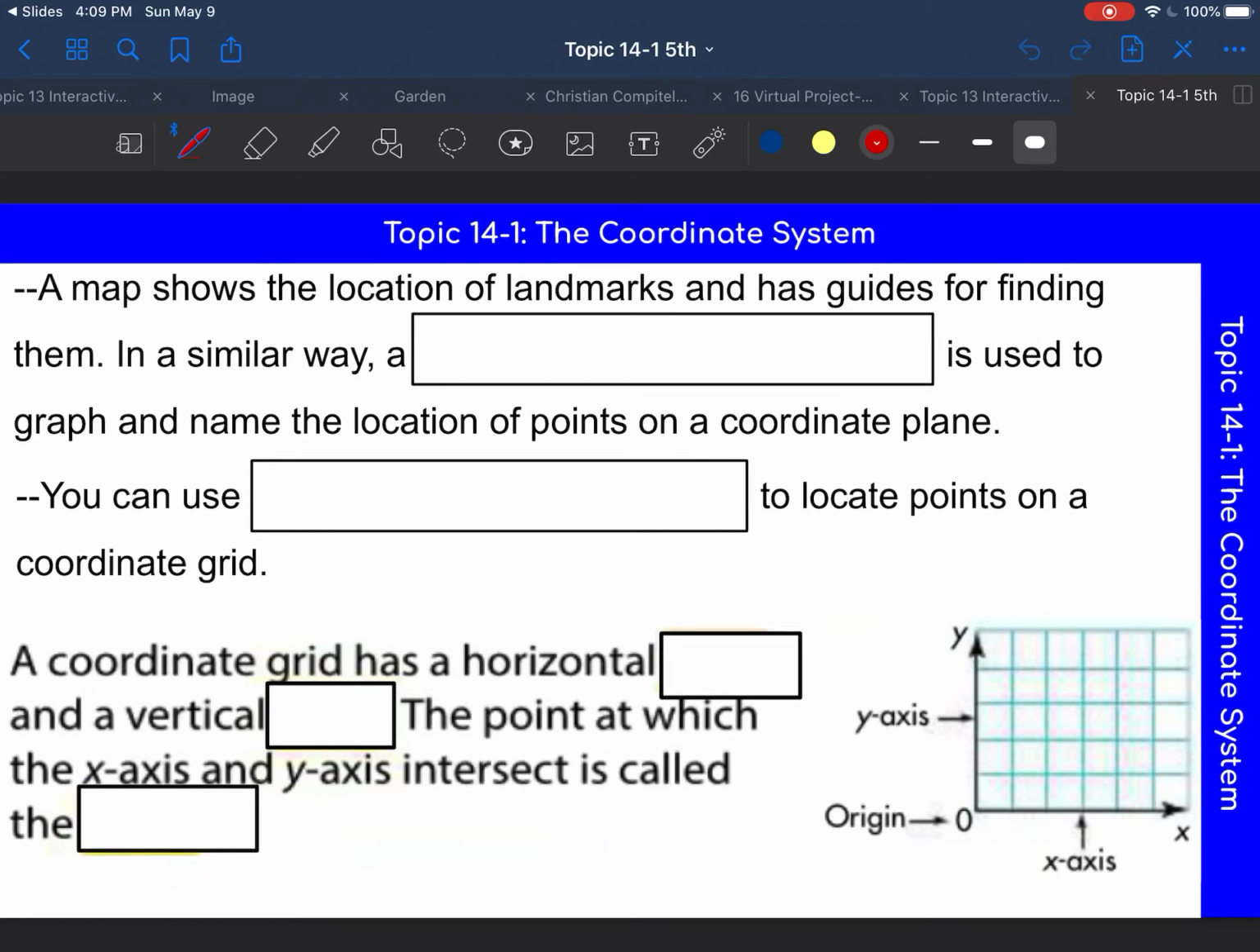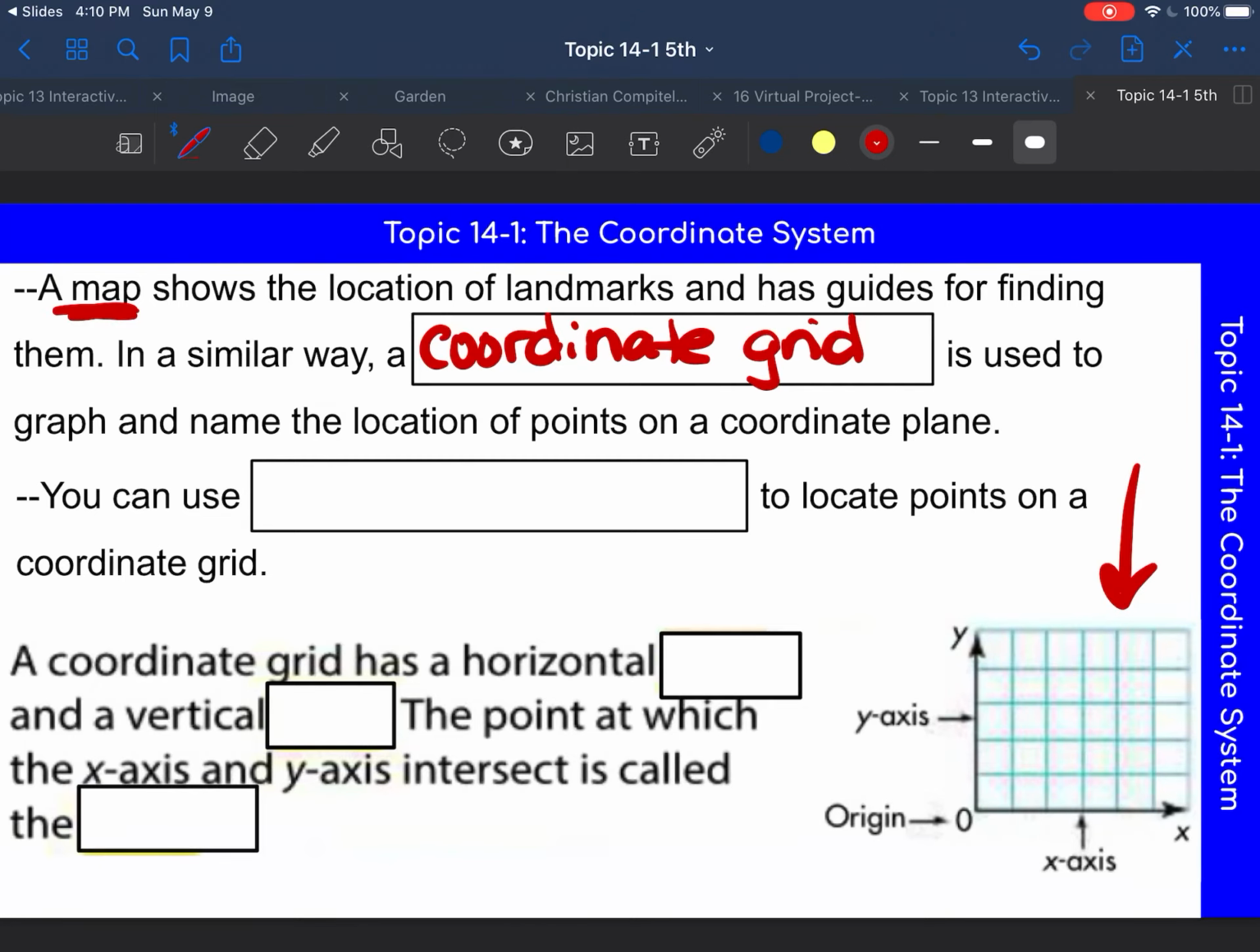You might have learned a little bit about this in fourth grade, but we're going to go over it together just to make sure you understand it and how it works. So the coordinate system is similar to a map. A map shows the location of landmarks and has guides for finding them. In a similar way, in math, we have a coordinate grid. A coordinate grid is used to graph and name the location of points on a coordinate plane. This is what a coordinate grid looks like.